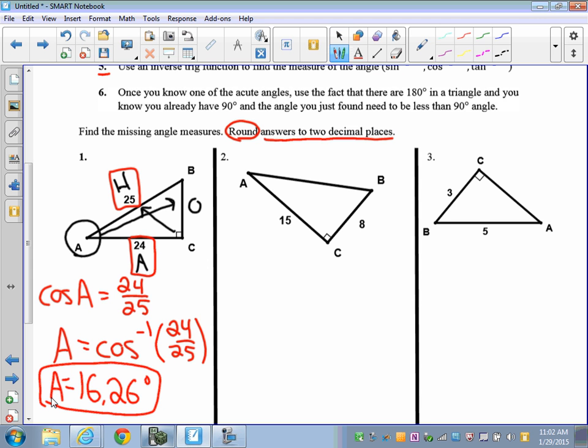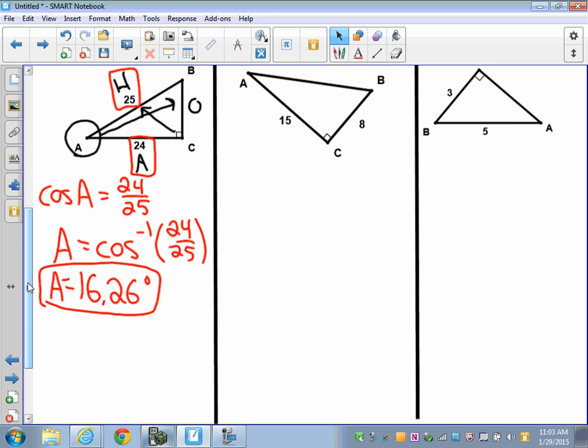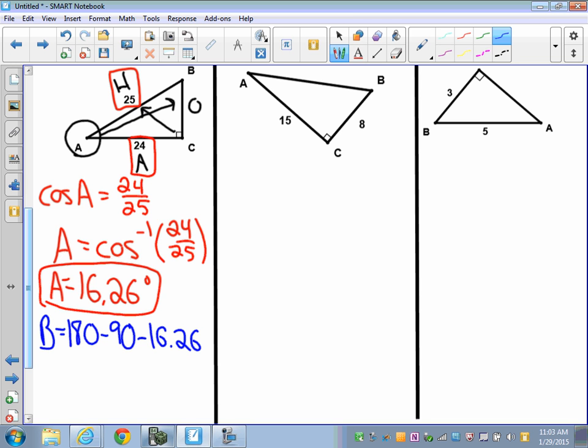So step 6, once you already know one of the acute angles, we just figured out angle A. Use the fact that there are 180 degrees in a triangle and you already have 90. The angle you just found needs to be less than a 90-degree angle. So that means B is equal to 180 minus 90 minus 16.26. So remember, all three of these angles, this one here is 90 degrees. This is 16.26.